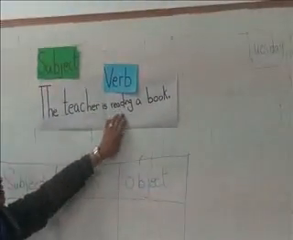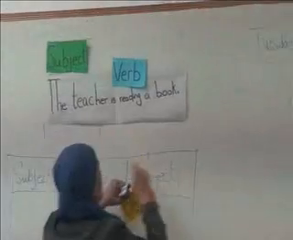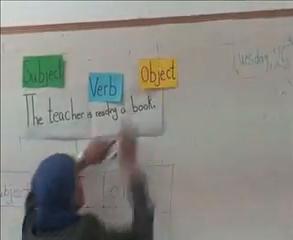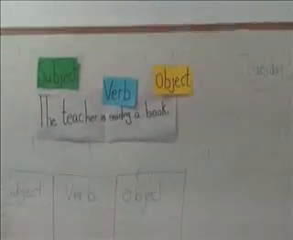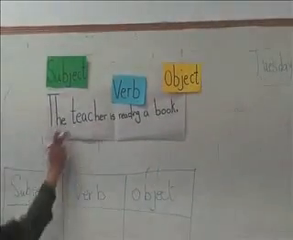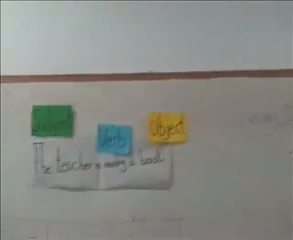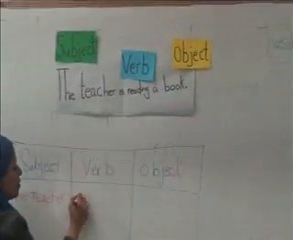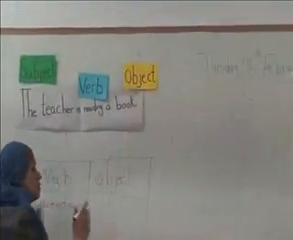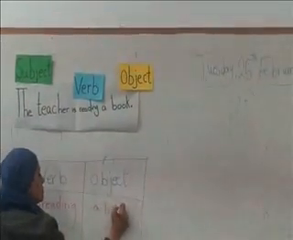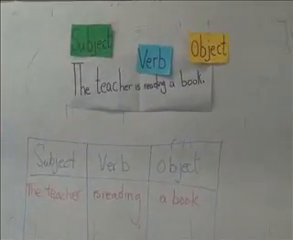What is the teacher reading? The book. Then this is the object. The object is the answer for the question what. Okay, so let's analyze the sentence. The subject is the teacher. The verb is reading. The object is the book. Now, I'll give you another sentence and you are going to answer alone.